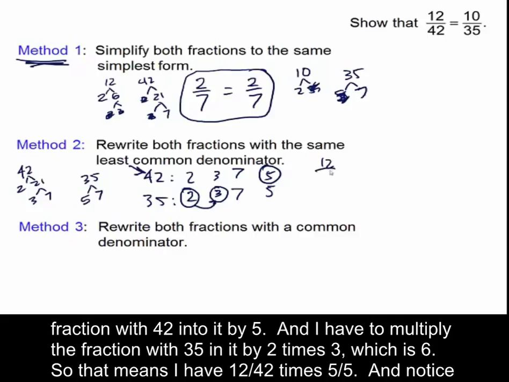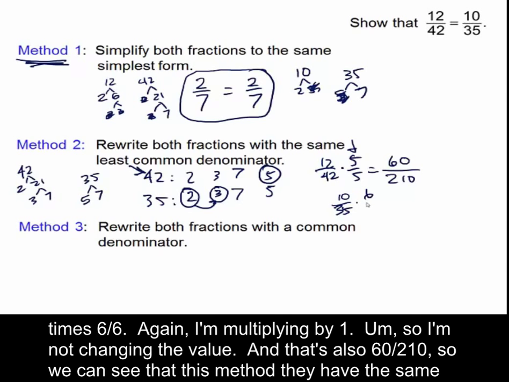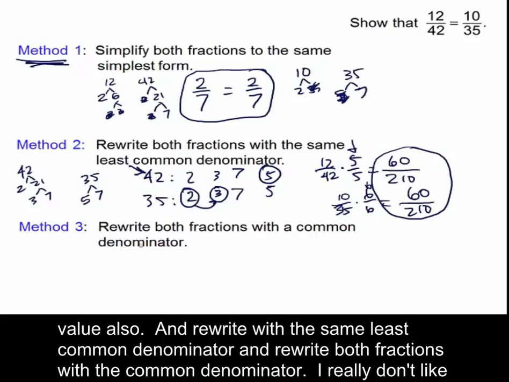So that means I have 12/42 times 5/5. And notice I'm multiplying numerator and denominator by the same thing, so I'm going to have an equal value, which is 60/210, I believe, and I have 10/35 times 6/6. Again, I'm multiplying by 1, so I'm not changing the value, and that's also 60/210. So we can see that with this method, they have the same value also, rewriting with the same least common denominator.